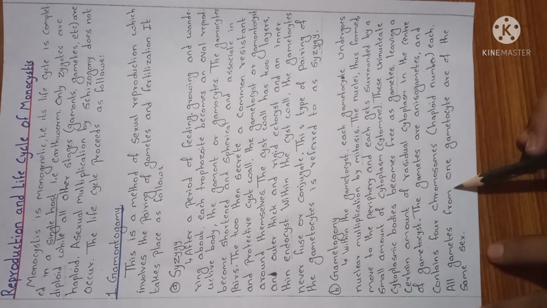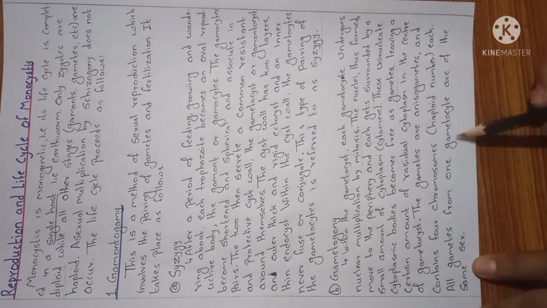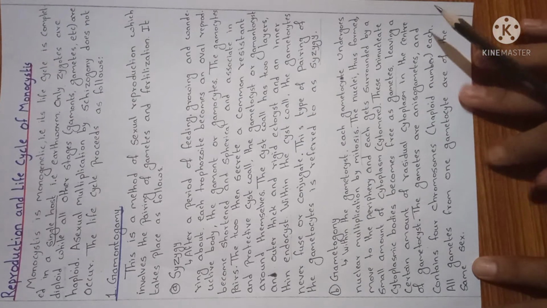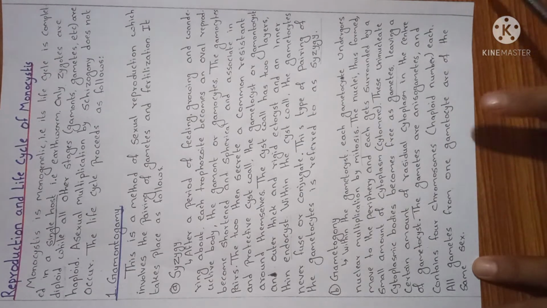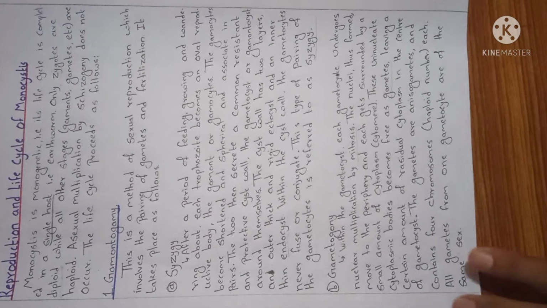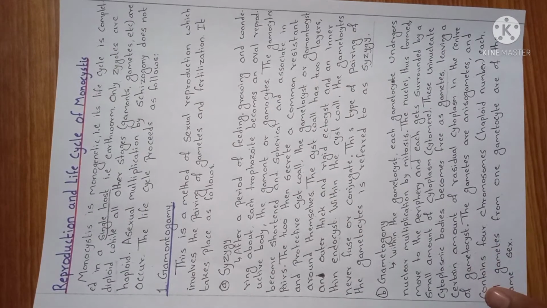The gametes from one gametocyst are of the same sex. There are 2 gametocysts at first, and from one gametocyst only one sex of gamete is formed, and from another gametocyst the other sex of gamete is formed, and then the process begins which is known as syngamy.